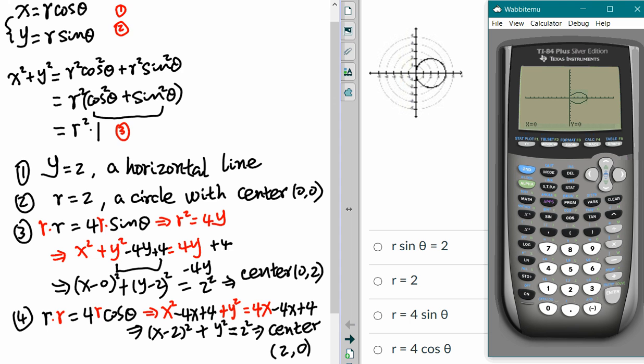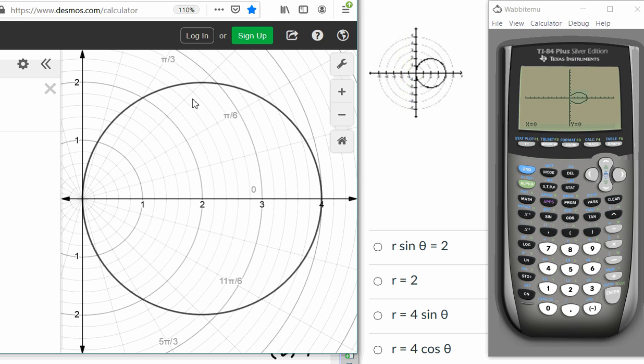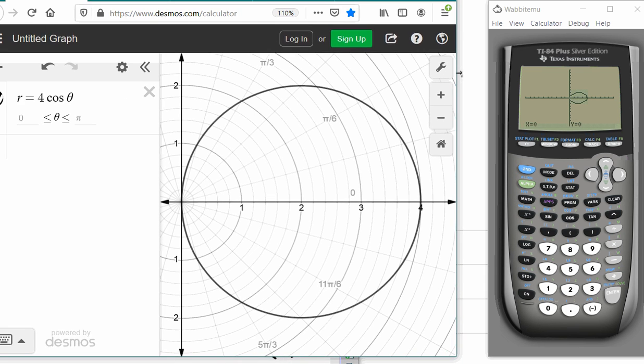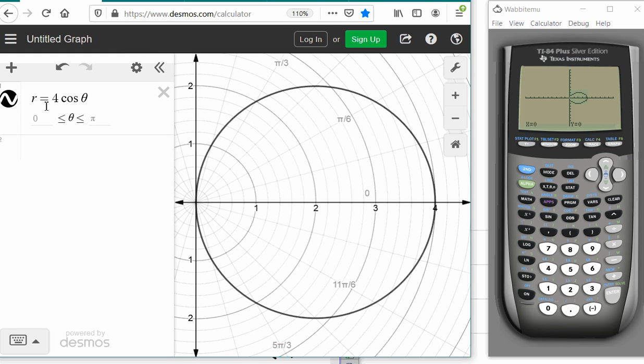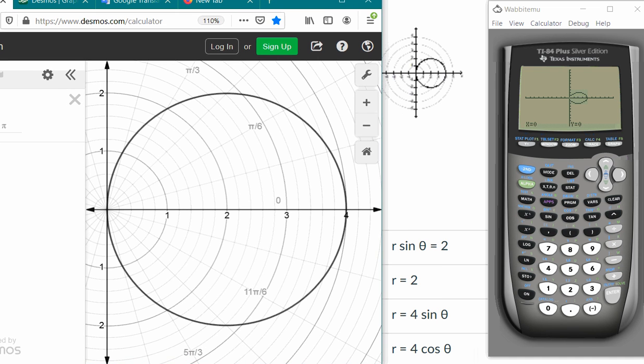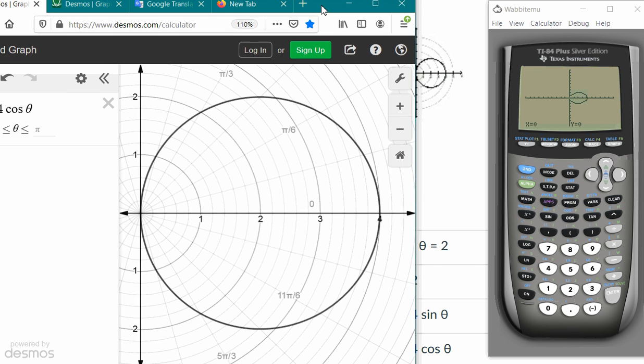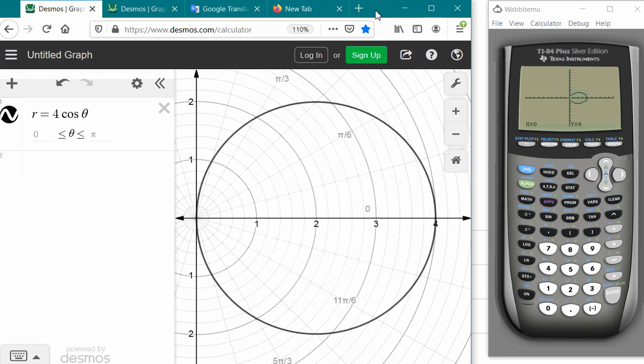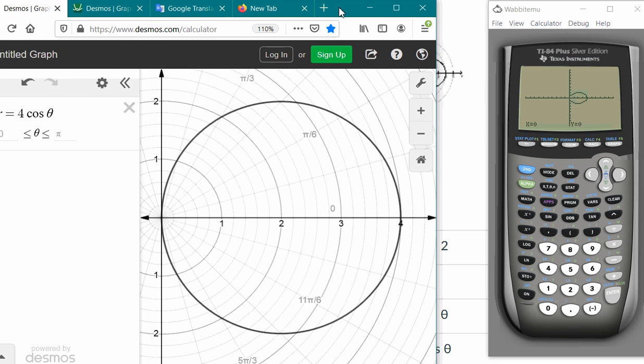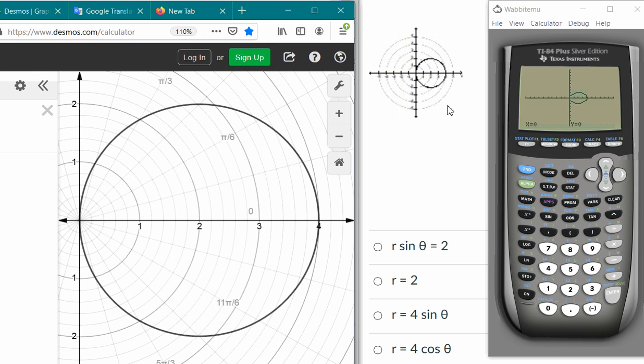Okay, but if you use a decimal window, when you input r equals 4 cosine theta, that's the one we have here. R equals 4 cosine theta. What you get will be this one. That's the one right here. And that's the one right here. The center is here. Okay?